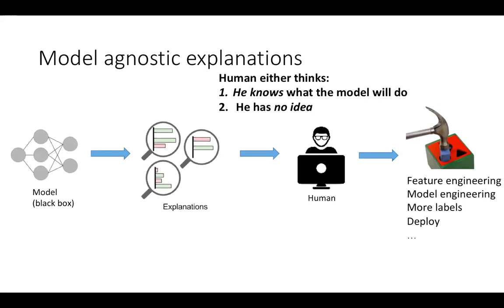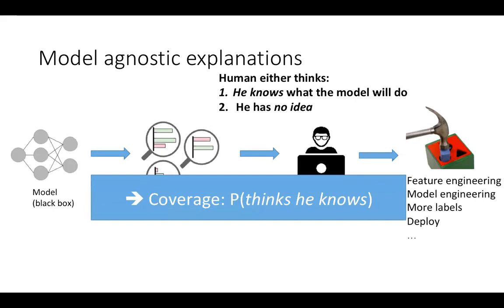If we could have a strategy to identify whether the explanations or interpretations that are generated are high precision or not, then that would be much more helpful for the human in the loop to decide whether to pass it on to a downstream task or not. Basically, they define two terms. One is coverage, which is the probability that the end user thinks he knows. Okay.